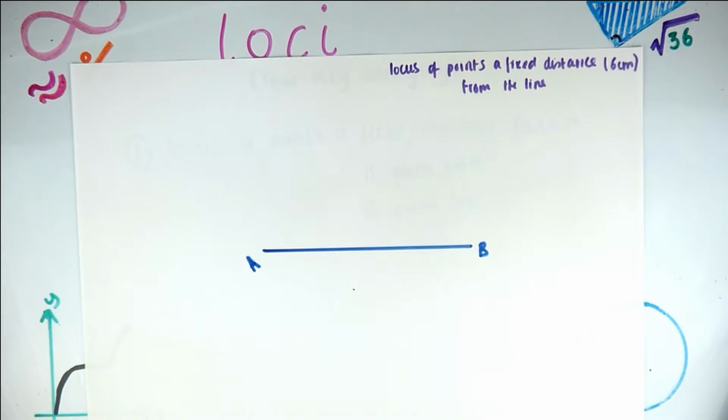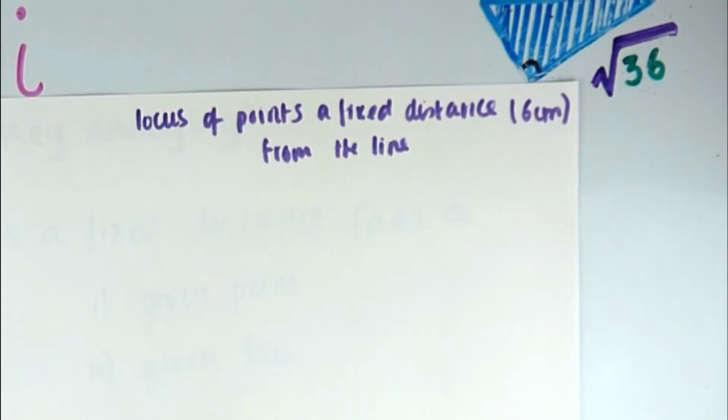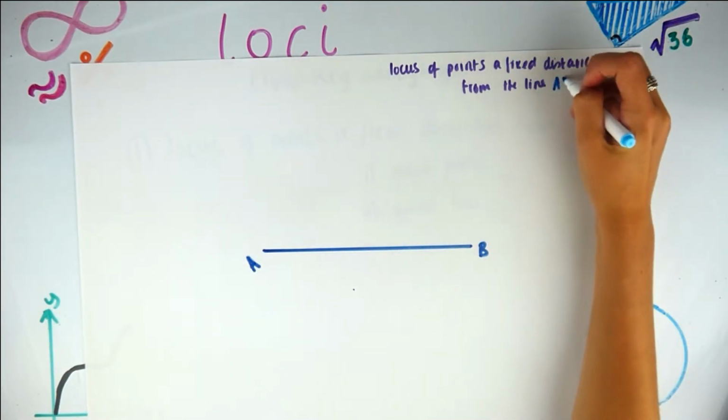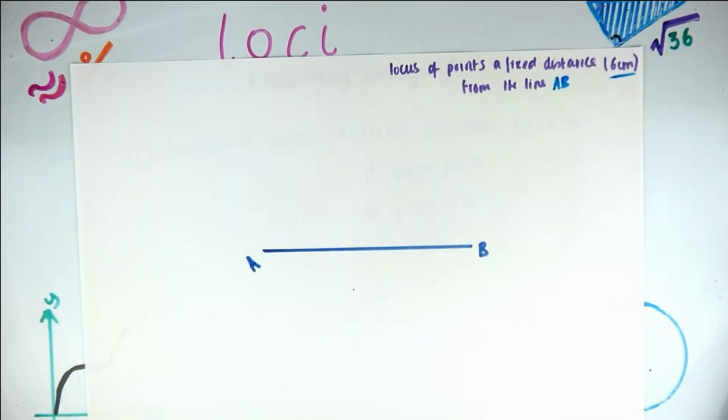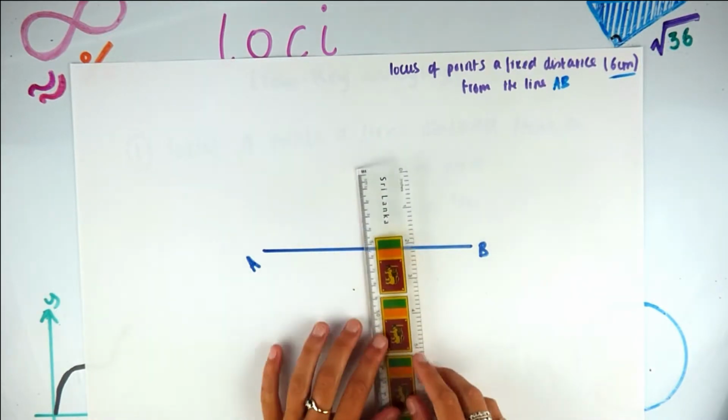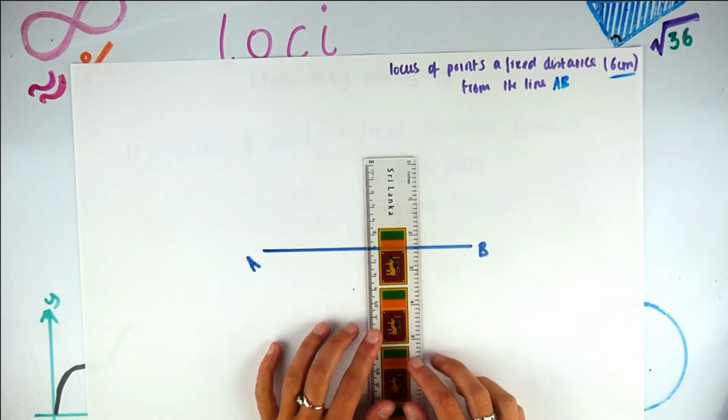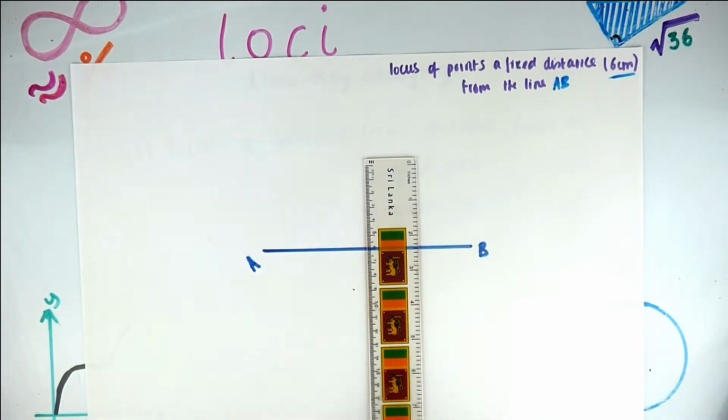Okay, so here we have a line AB, and we want the locus of points, which kind of means the set of points, a fixed distance, and we're going for here 6 centimetres from the line. Should probably specify the line AB. Okay, so if you were just thinking about that before you even kind of knew what to do about loci, you would think, okay, I want all the points 6 centimetres away from this line. So you might get a ruler and start marking some of those points. So we can see there's 6 centimetres away.